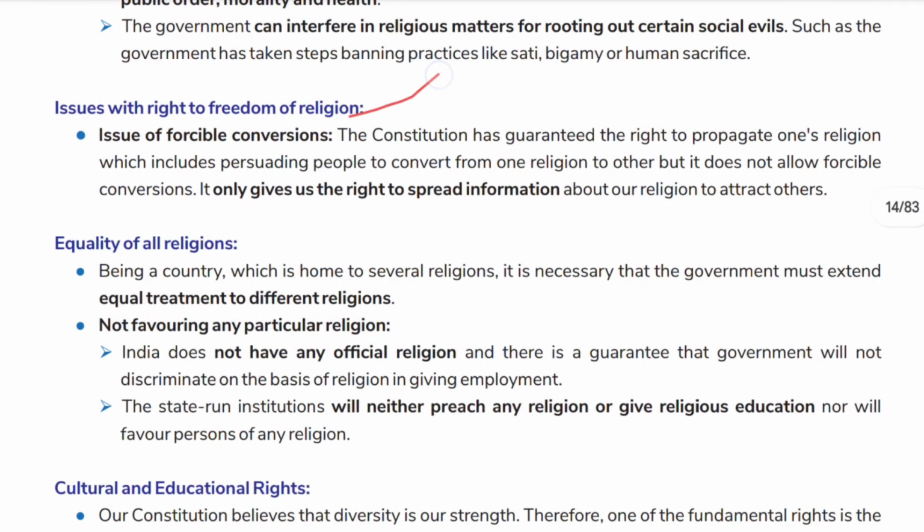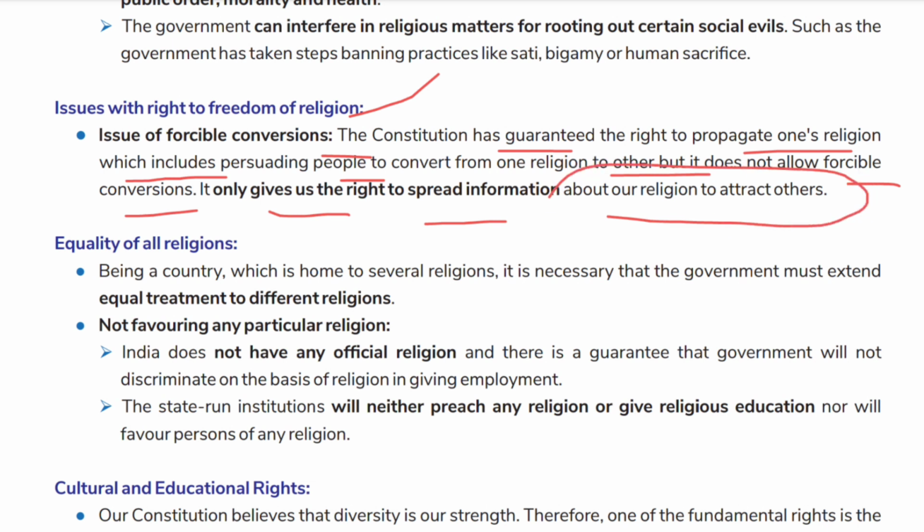Issues with the right to freedom of religion. The issue of forcible conversions. The Constitution has guaranteed the right to propagate one's religion, which includes persuading people to convert from one religion to another, but it does not allow forcible conversions. It only gives us the right to spread information about our religion to attract others.